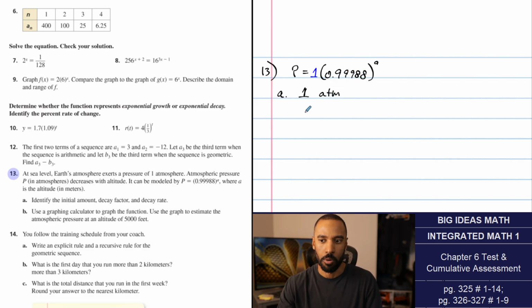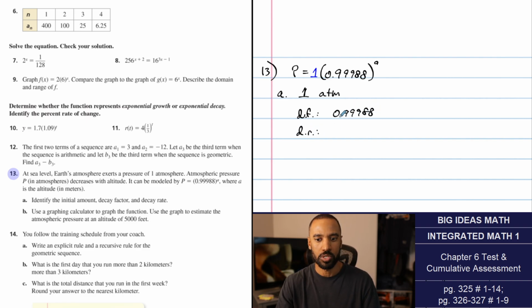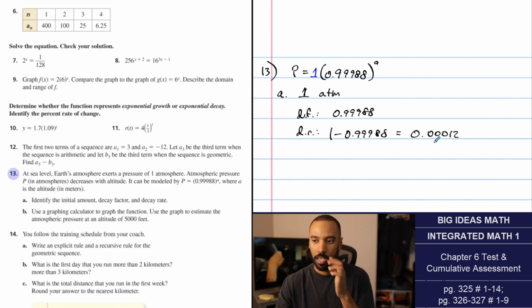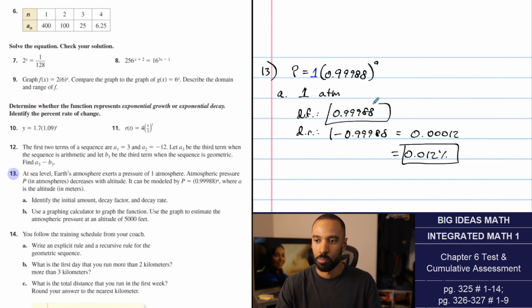Decay factor is what we're multiplying by. So decay factor, I'm going to put as 0.99988. Decay rate is how much we're losing as a percentage. So 1 minus this number is the decimal equivalent of it. That's 0.00012, I think. So as a percentage, 2 decimal places over is 0.012%. That's our decay rate. So boom, boom, boom. This is initial.